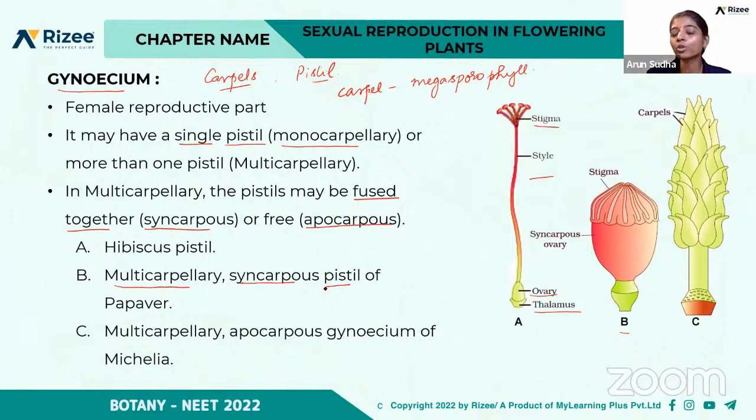So here also it is a fused pistil of papaver. So the example is papaver. Here it is fused together. And this is an example for apocarpous, that is free. Apocarpous gynecium of Michelia. So they may ask you what is the type of pistil that is present in Michelia, or what is the type of pistil that is present in papaver or hibiscus. So you be clear with it. Okay. So multicarpillary syncarpous pistil of papaver and multicarpillary apocarpous gynecium of Michelia. These are some of the examples for the syncarpous and apocarpous pistils.